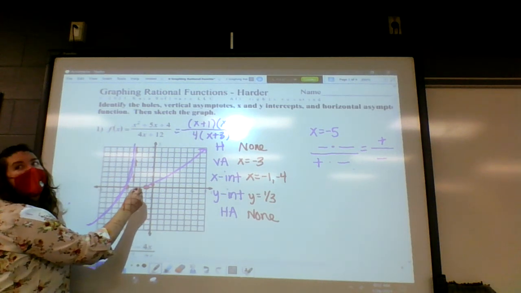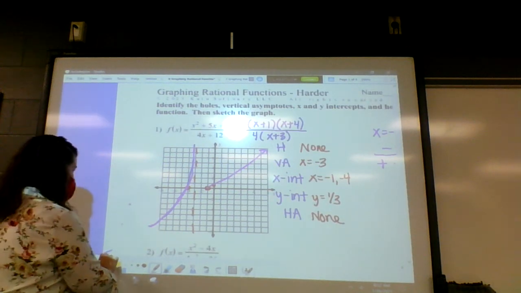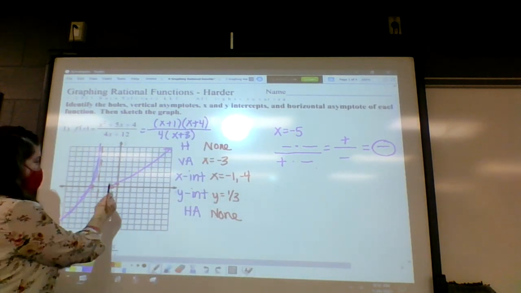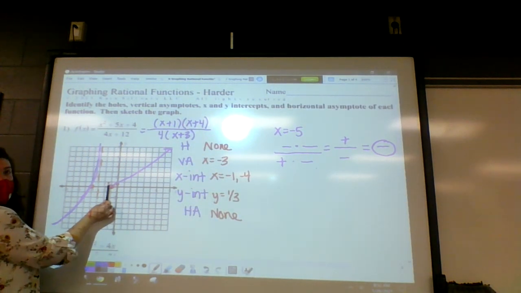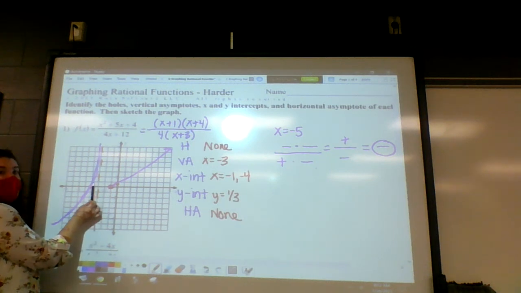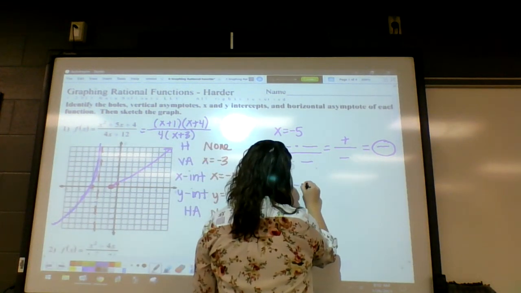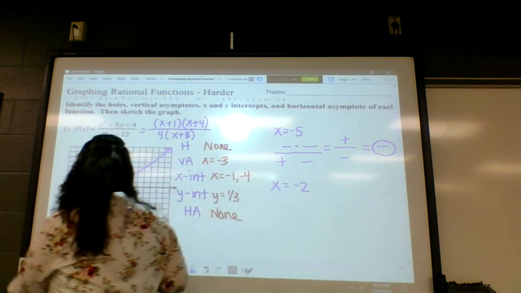Now you can do negative 2, yes. You can't do 0 because 0 is right here. So you have to do something between negative 1 and negative 3. So negative 2 is perfect. So we're going to roll negative 2 now.